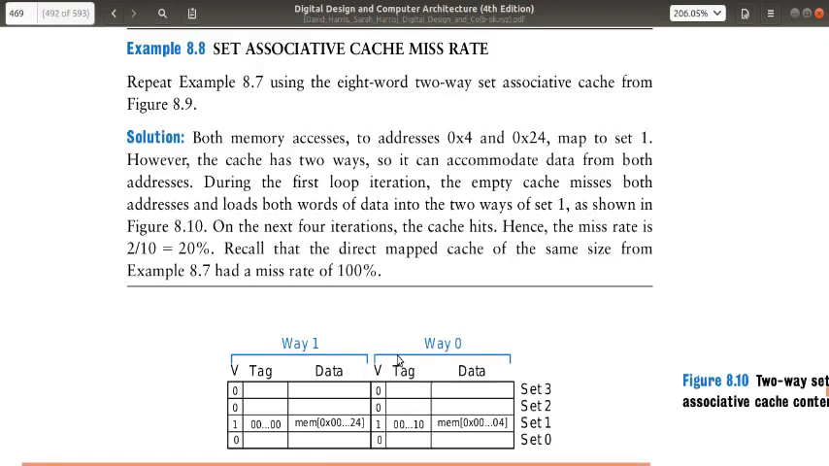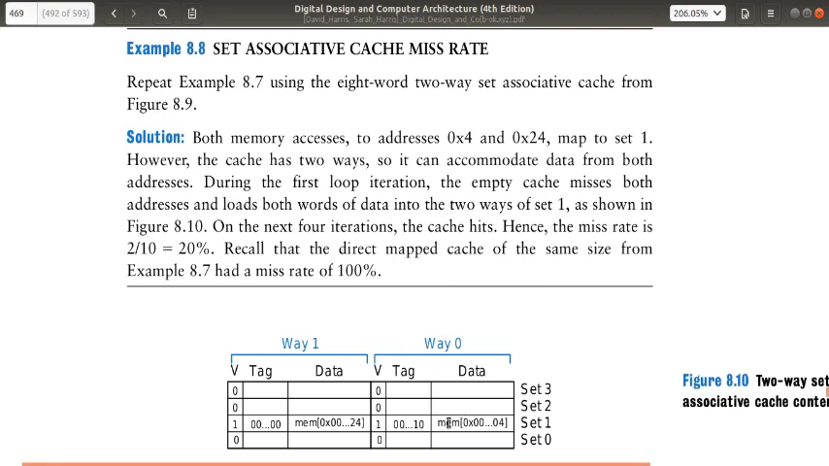Here also the set bits are not changing, right? For this condition, the set bits are the same. So again, it will be copied into set 1 only. And here the thing is that set 1 has 2 blocks. It is a two-way set associative mapping. That means 0x4 can be copied in one block and 0x24 will be copied in another block, right?